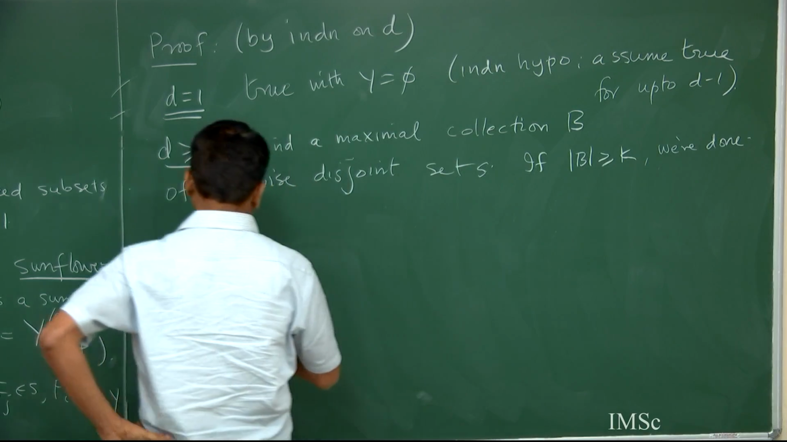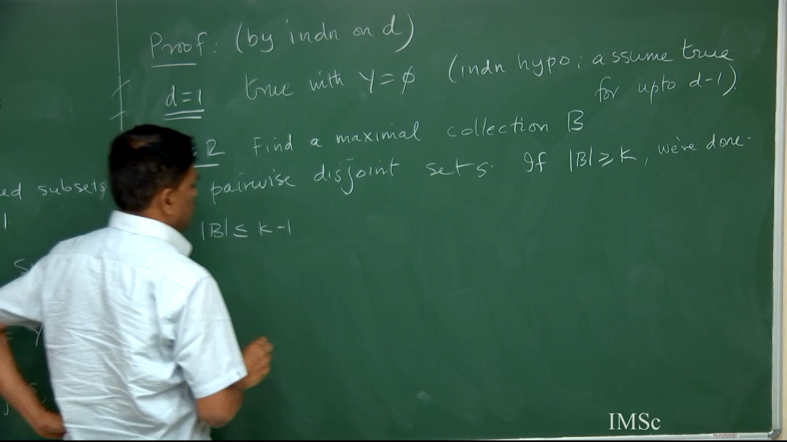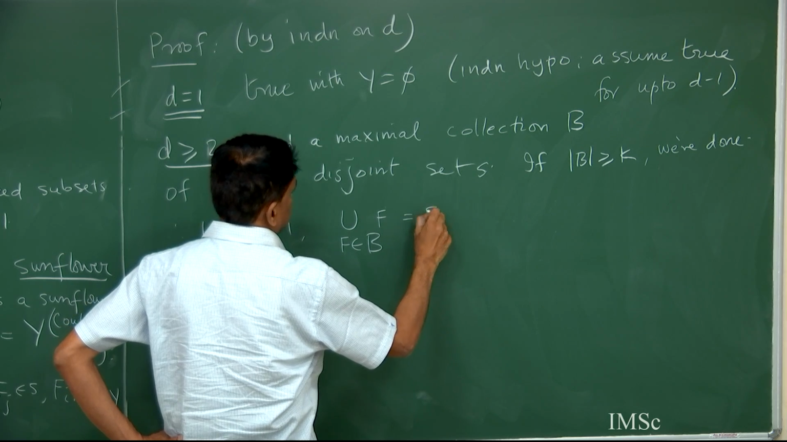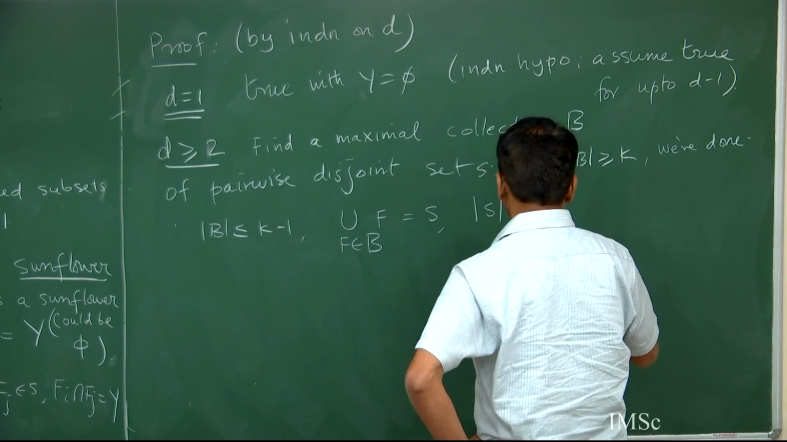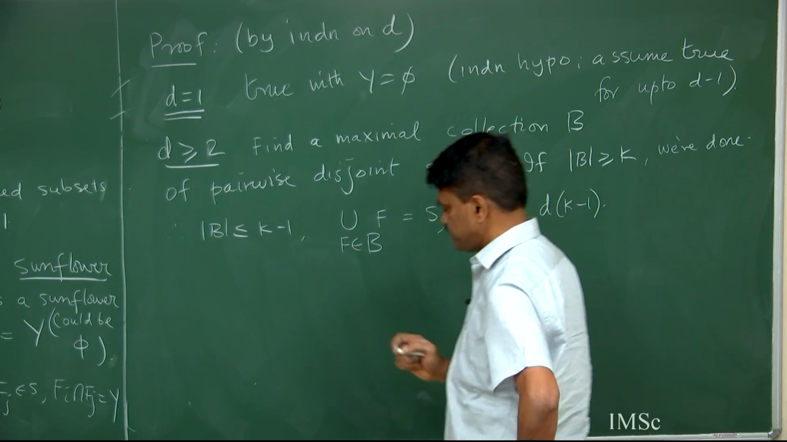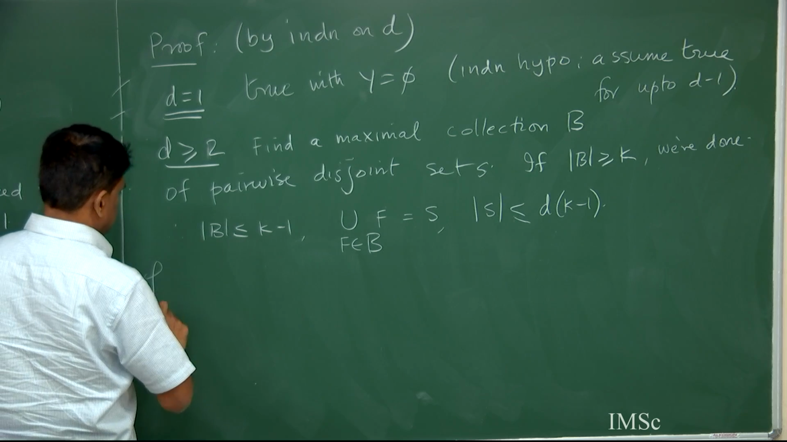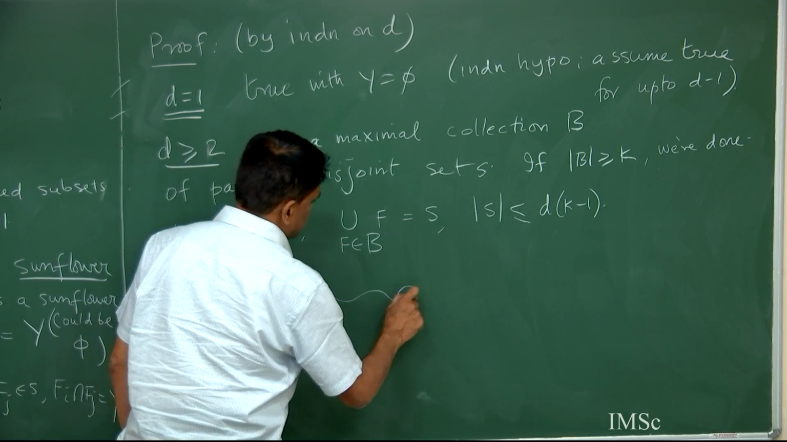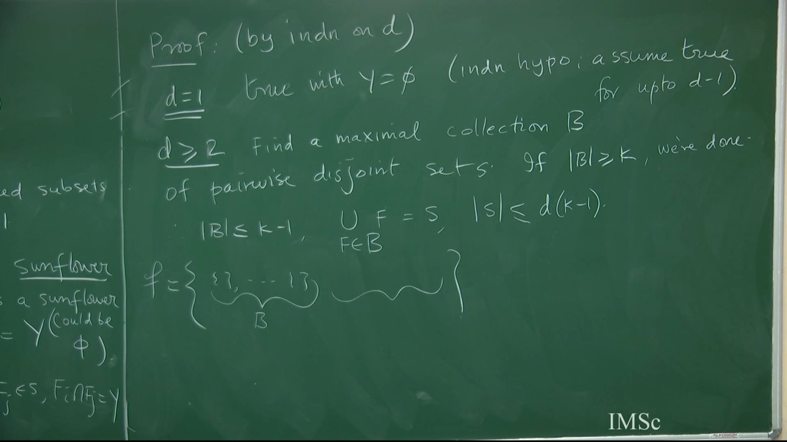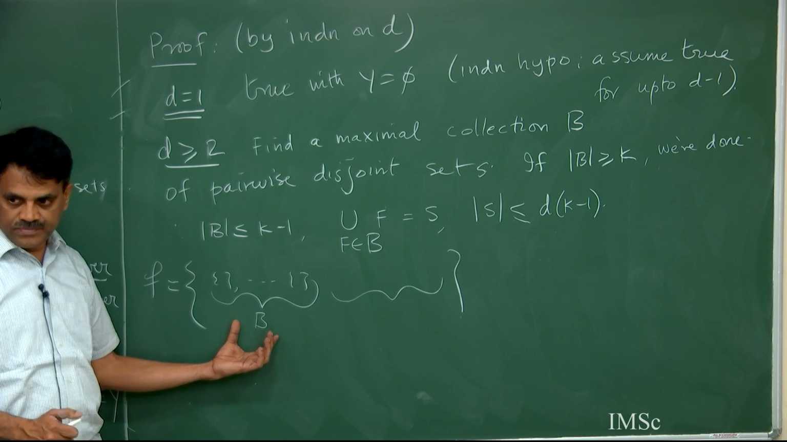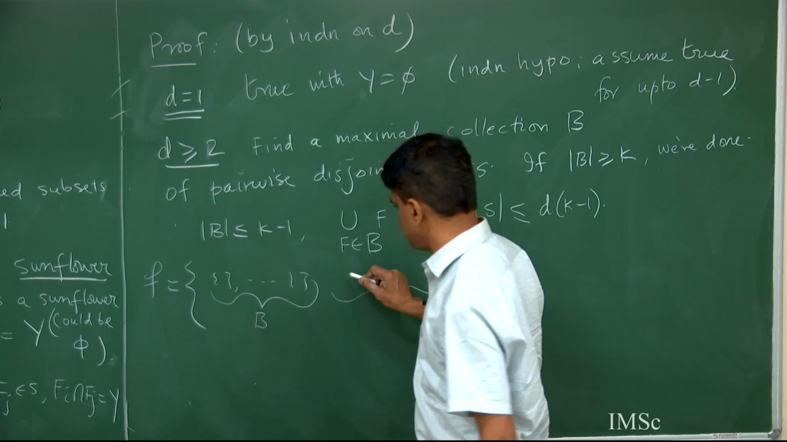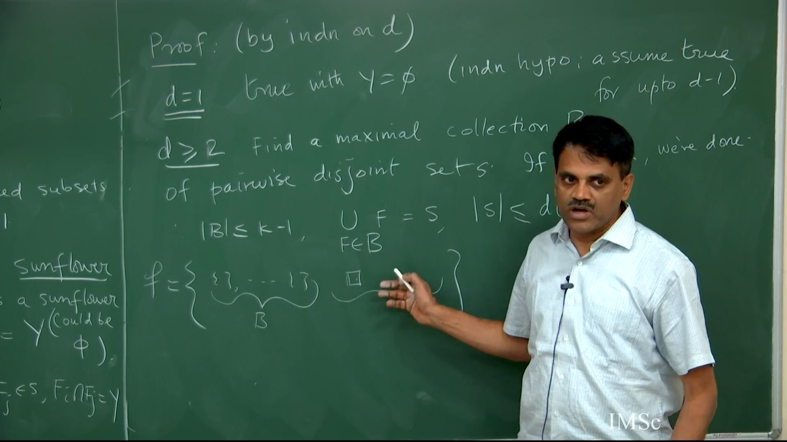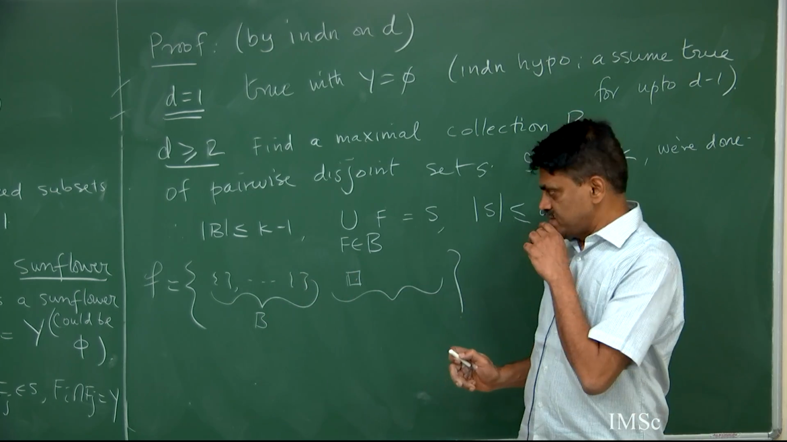Okay, therefore B is less than or equal to k minus 1, and let's call the union of these sets S, and cardinality of S is at most D times k minus 1. So now let's look at my family. Let's say this is my sets B and these are the remaining sets. So I have picked some D times k minus 1 elements here. What can you say about each of these sets? Any set here will intersect with some set here because it's a maximal collection. So any set here intersects with some set here.